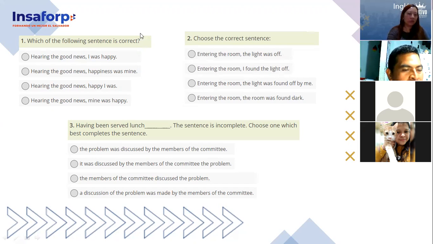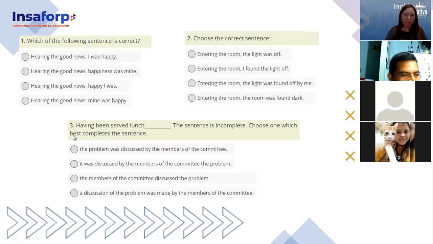Veamos. Cindy, number three, please. Having been served lunch, the sentence choose one which best complements the sentence. Then I choose one. So solo sería having been served lunch. Having been served lunch, a ver. I don't know. Veamos. The having solo, been served. Puede irla leyendo una por una para verlas, hacerlo por descarte. ¿Cuál no le suena con lógica?